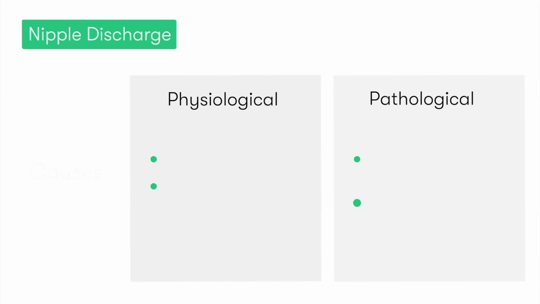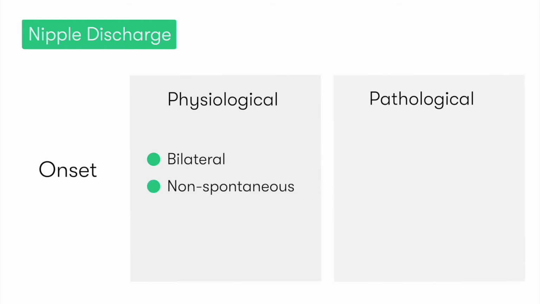In terms of how the various nipple discharges may occur, in physiological conditions, the onset is typically bilateral and is non-spontaneous, which means that for discharge to occur, the fluid needs to be expressed from the breast. Whereas in pathological nipple discharge, it commonly affects only one breast. But very occasionally, it may be bilateral. However, the onset is typically spontaneous, so it occurs without the need for expression of the fluid.